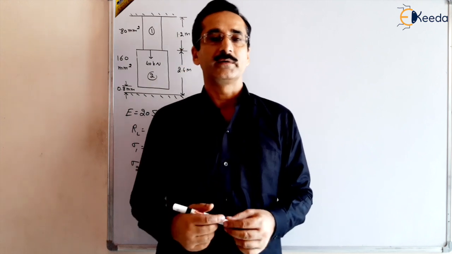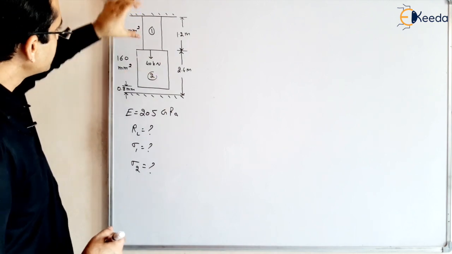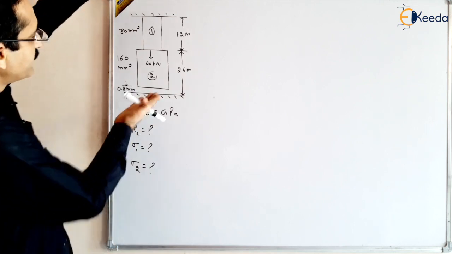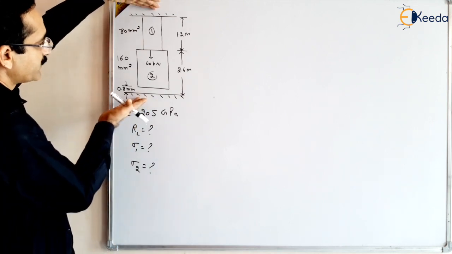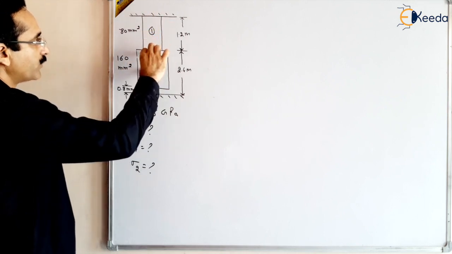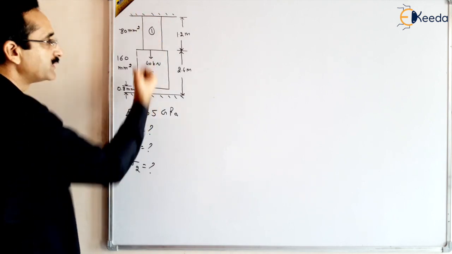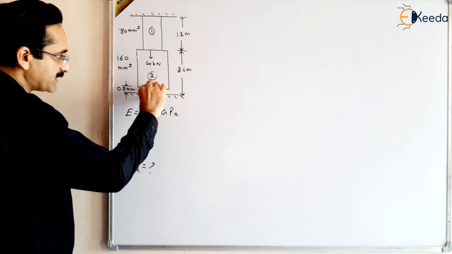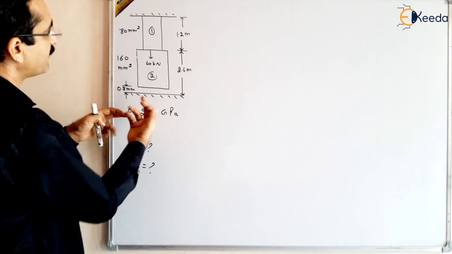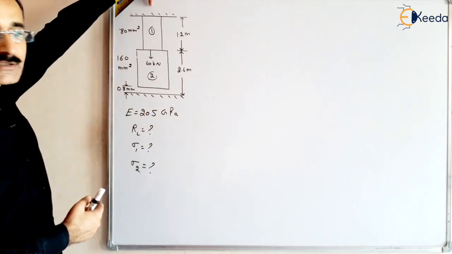In this numerical, there is a bar of composite section like this, in vertical direction. It has two sections, 1 and 2, and there are rigid supports, and there is a gap between them. The 40 kN force is applied at this section of the bar. When the force pulls this bar, this gap will be filled, and then there will be a reaction developed from inside, and also a reaction from the upper end of the rigid support.